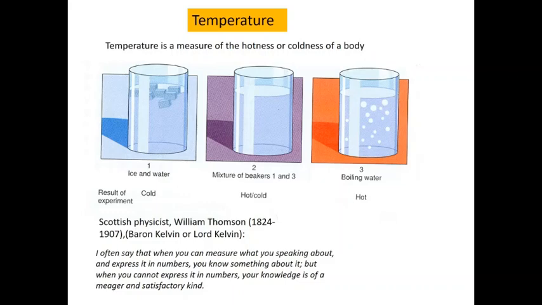The Scottish physicist William Thomson, who is Baron Kelvin or Lord Kelvin, said that when you can measure what you're speaking about and express it in numbers, you know something about it. But when you cannot express it in numbers, your knowledge is of a meager and unsatisfactory kind. So that's why we need a more precise definition of temperature, and we have to measure the temperature. How to measure the temperature, to express it in numbers?